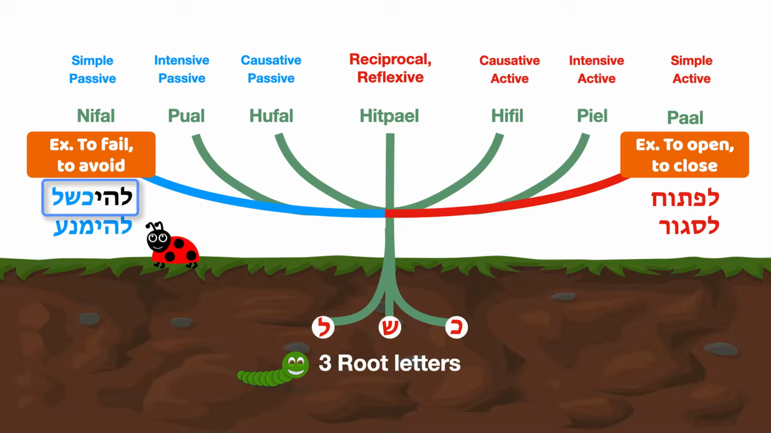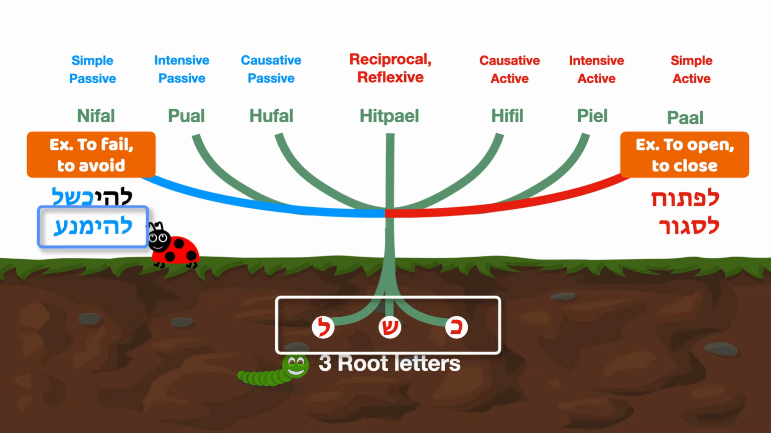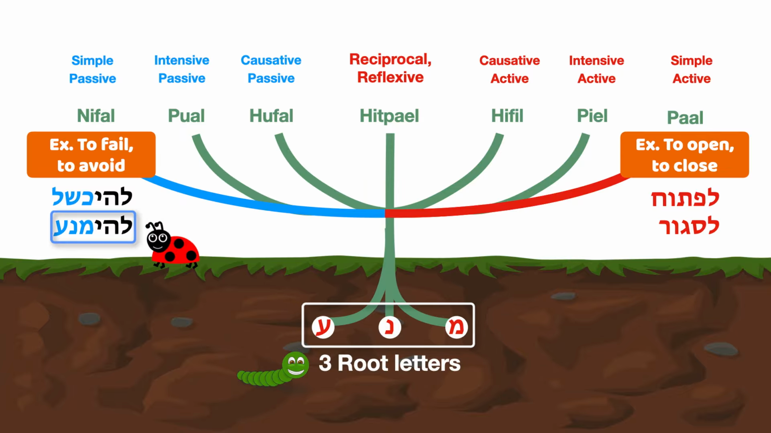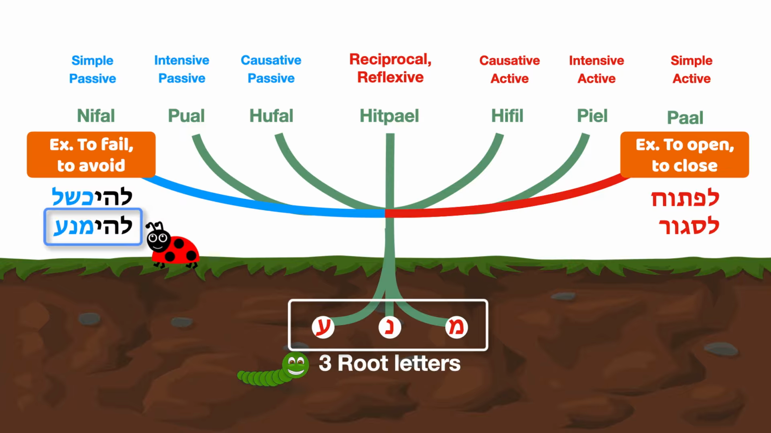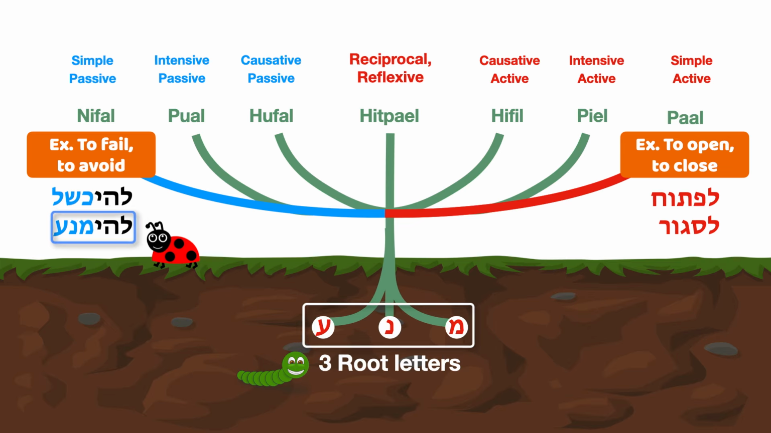Here, the root letters are Kaf, Shin, Lamed. The rule for forming the infinitive form of a Nephale verb is to add the prefix lehi before the root. In this case, it forms the verb Likashel. This means to fail. Here's another Nephale example. The root letters here are Mem, Nun, Ain. This forms the Hebrew word which means to avoid. Leimana.